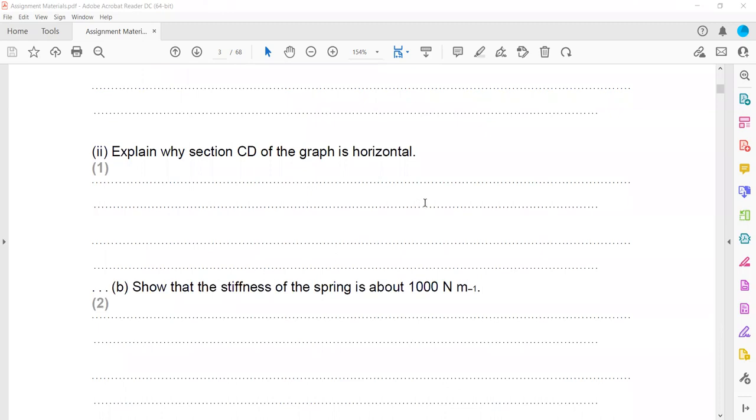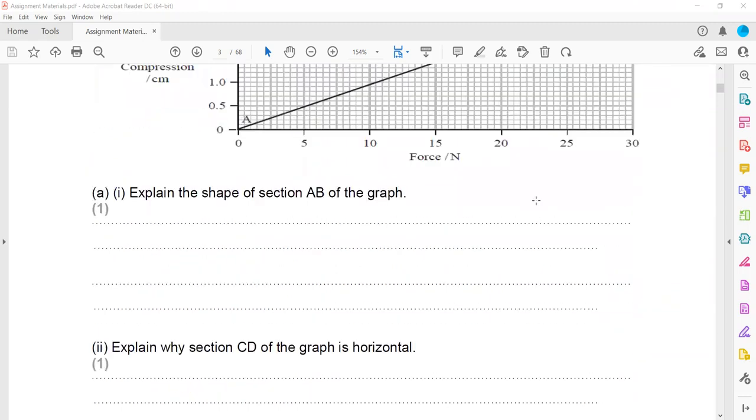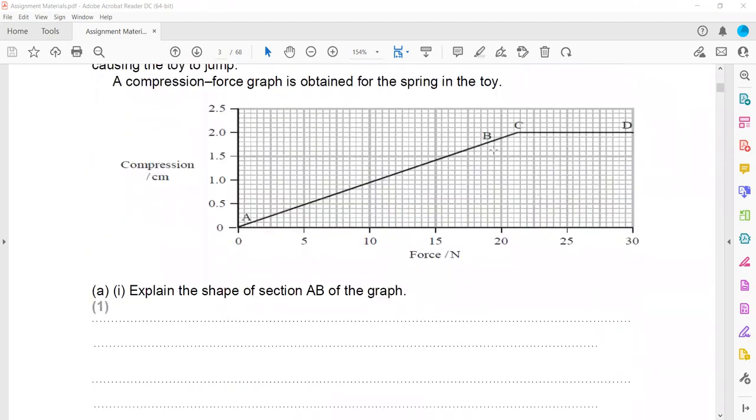Show that the stiffness of the spring is about 1000 Newton per meter. So how do we work out the stiffness? Stiffness is actually the value of k, which is force divided by extension or force divided by compression. Whenever we solve, we will always take a linear region, a straight line. So I can take any force, for example 15 or 10.